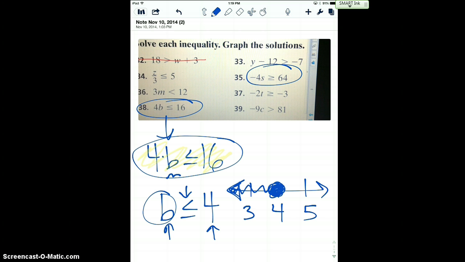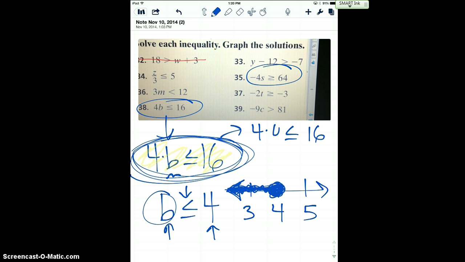So now I check it back in the original. For my check work, I'm going to take 4 times something and see, is it really less than or equal to 16? So let's pick something from our solutions over here. 0 exists over there. So is 4 times 0 less than or equal to 16? Well, yeah, because 0 is less than or equal to 16, so that works.